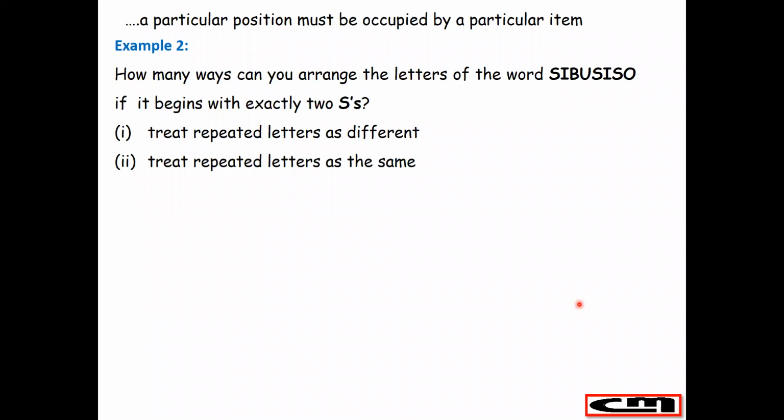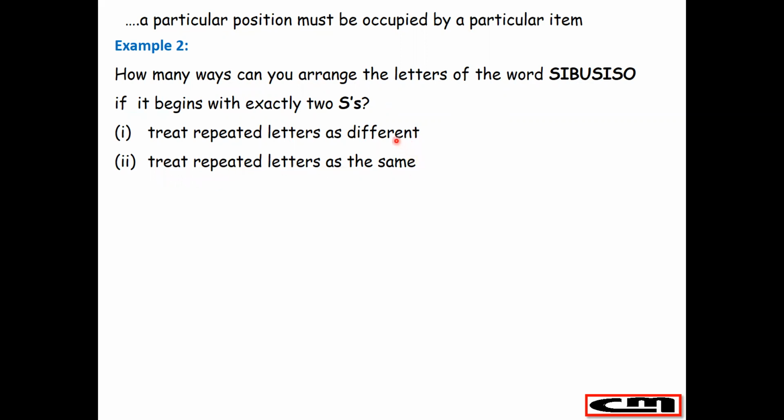Right, as my second example, I'm saying how many ways can you arrange the letters of the word Sibusiso if it begins with exactly 2 S's? Roman figure 1, treat repeated letters as different. That's the condition. As we arrange the letters of this word, wanting each word formed to start with exactly 2 S's, I have to treat repeated letters as different. Then secondly, I have to treat repeated letters as the same.